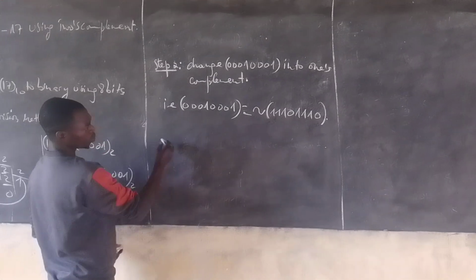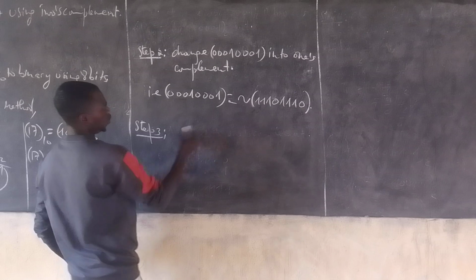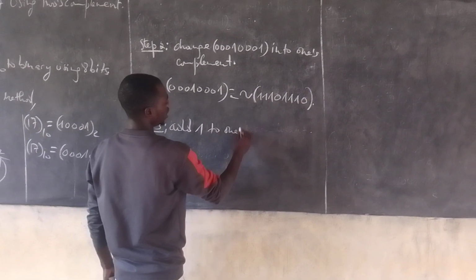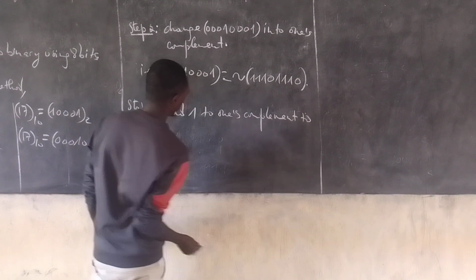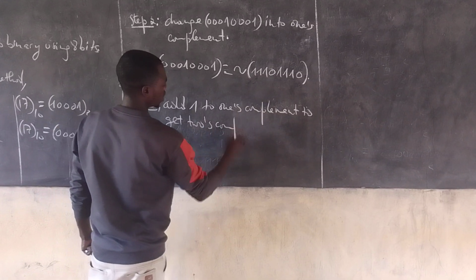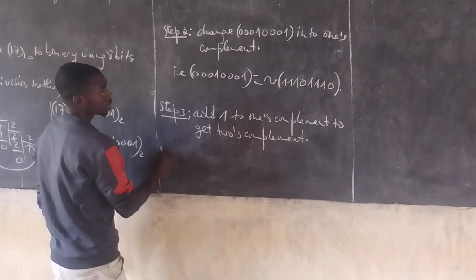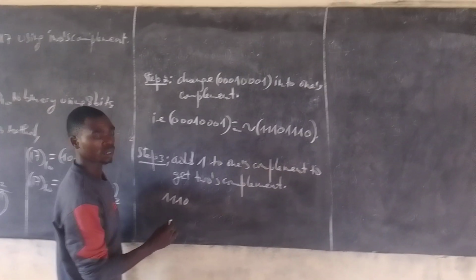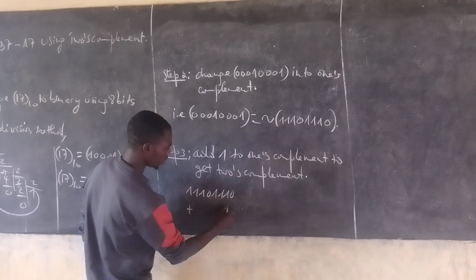Now, step 3: add 1 to the 1's complement to get the 2's complement. So here we take 1, 1, 1, 0, 1, 1, 1, 0 plus 1.